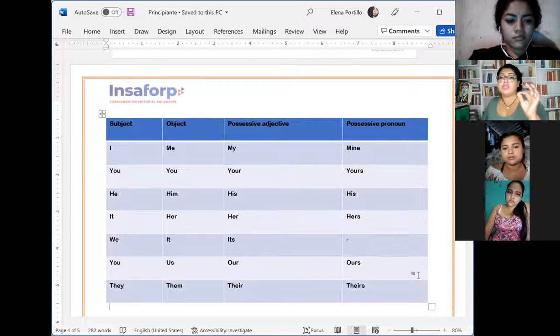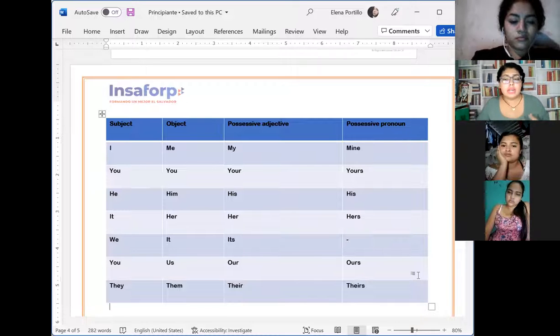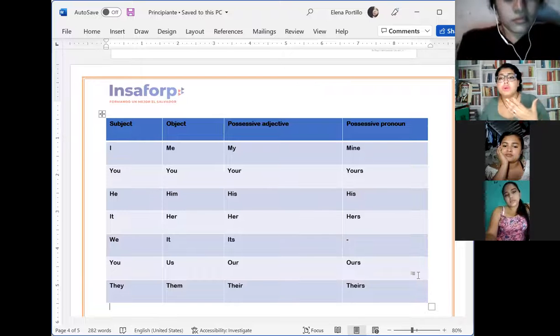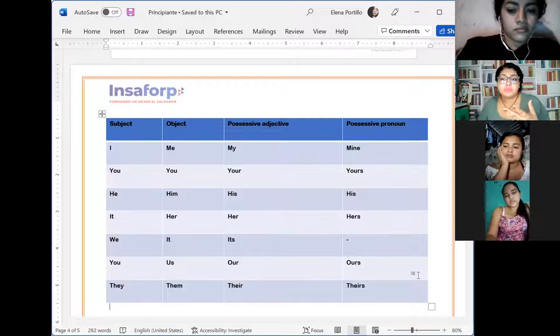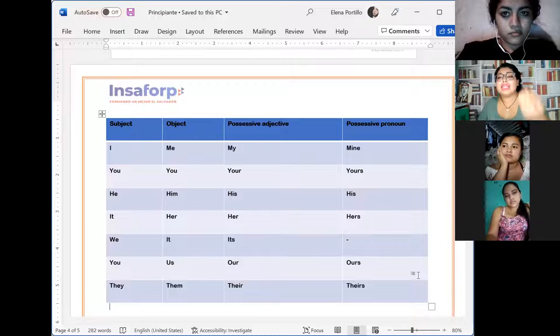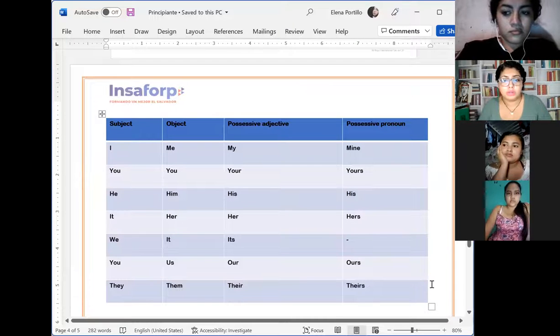In this case, it's when we are talking about some things that we need to know who is the owner. Tenemos, ¿verdad?, que en los adjetivos posesivos es el que estamos utilizando para presentar a las personas y presentarnos a nosotros mismos. Para los pronombres posesivos, ya estamos hablando más que todo de pertenencia, a quién le pertenecen las cosas.